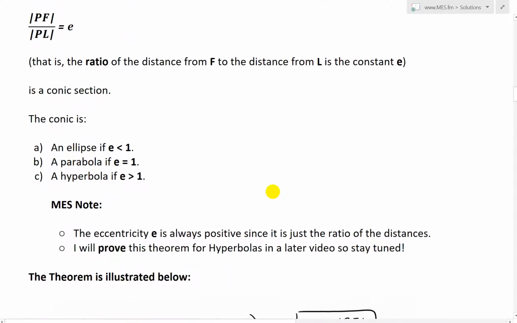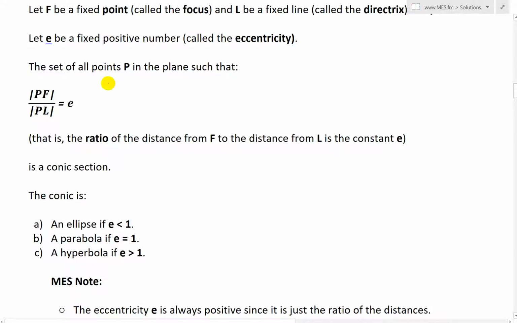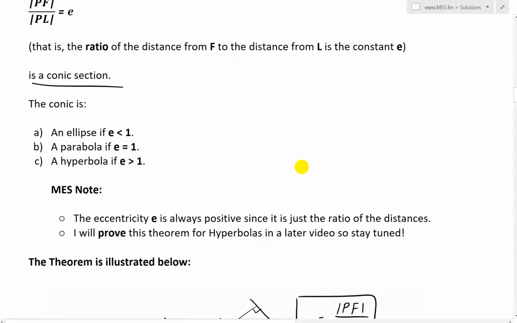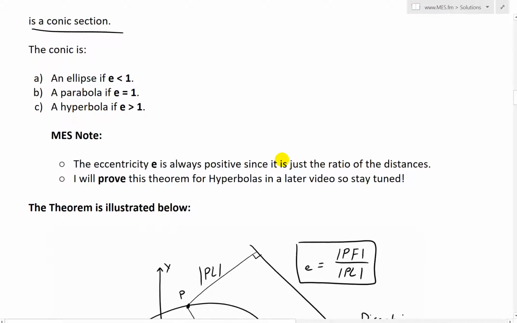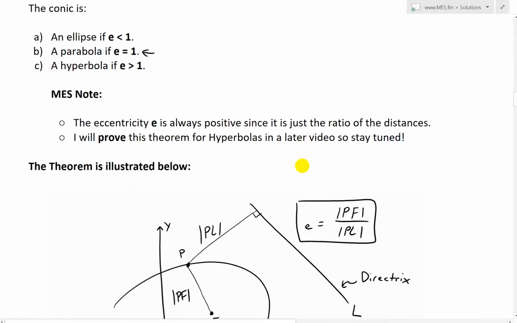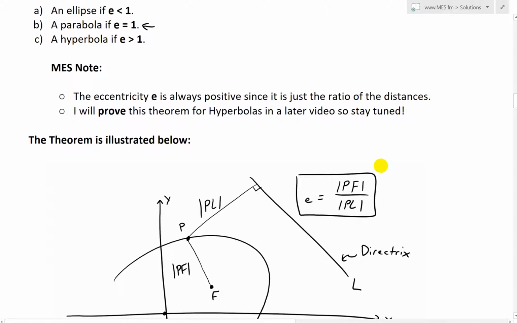Again, recall from my earlier video. The theorem states that the set of all points here where e is a constant is a conic section, and the conic is an ellipse if e is less than 1, a parabola if e equals 1, and a hyperbola if e is greater than 1. I already proved it for parabolas in my earlier video, so check that out. And note, the eccentricity is always positive since it is just a ratio of distances, which are taken to be positive. I'll prove this theorem for hyperbolas in a later video, so stay tuned for that.